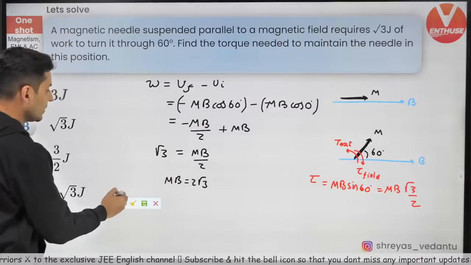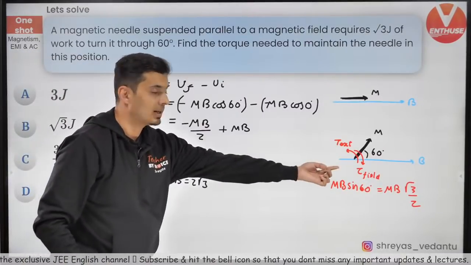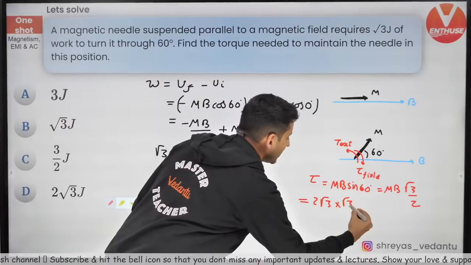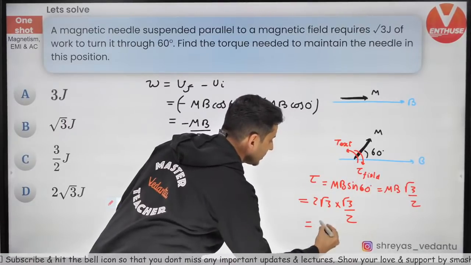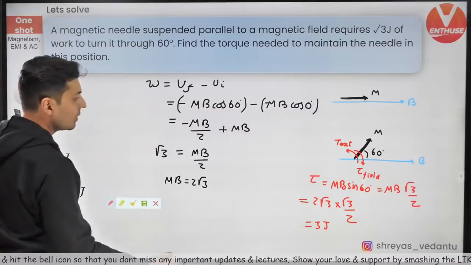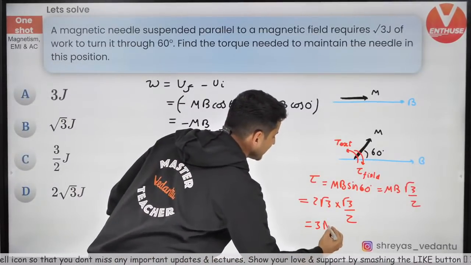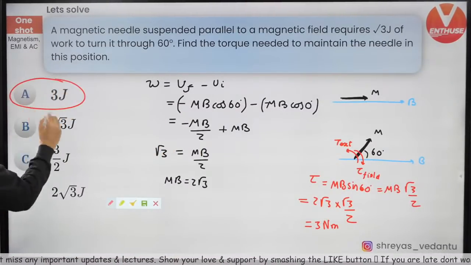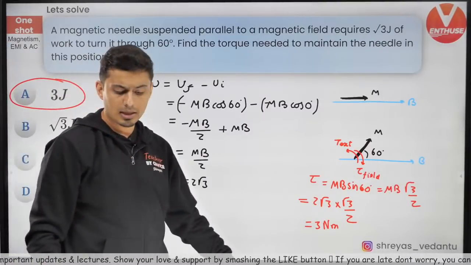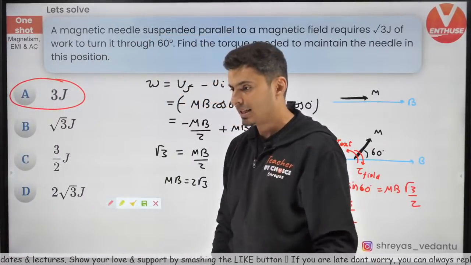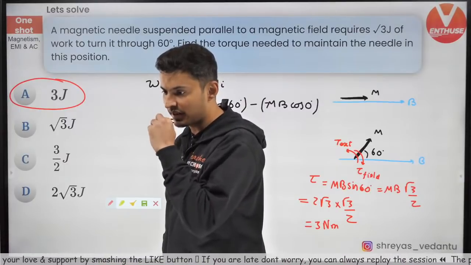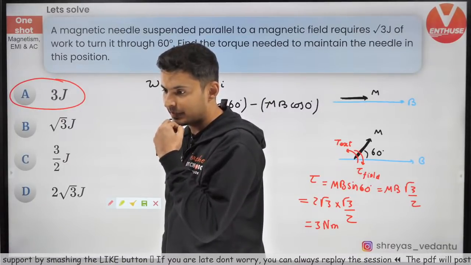Okay, so let's substitute the value of MB which I got over there. So this will become 2√3 into √3 by 2. The 2 cancels, √3 into √3 will become 3 joules, or rather 3 Newton meter because it's torque. Joules and Newton meter are almost the same unit, but technically it should have been Newton meter. That's the answer. Perfecto. I can see keys on fire. Kaushik, Vingesh, Sriji, Mani, excellente.